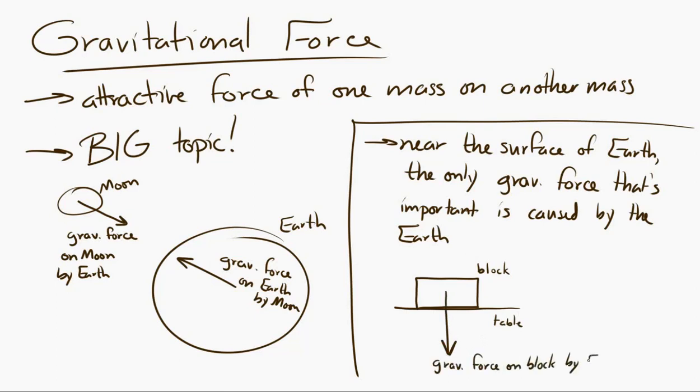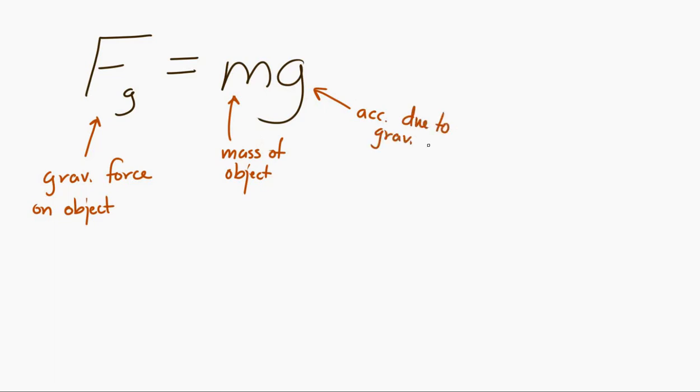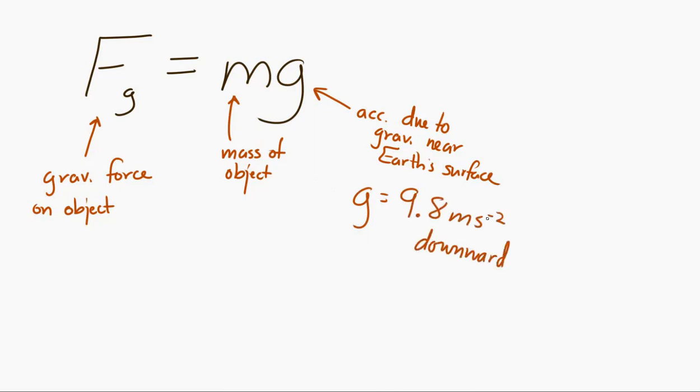All right. 2 other things about gravitational force. One, we can write down an equation for the gravitational force on an object when it's near the surface of the Earth, and that's Fg is equal to mg. M represents the mass of the object, and g represents the acceleration due to gravity. And near the surface of the Earth, g is equal to 9.8 meters per second squared downward. So that's nice. We have an equation where we can calculate the gravitational force as long as we're near the surface. Also, gravitational force is also known as weight.